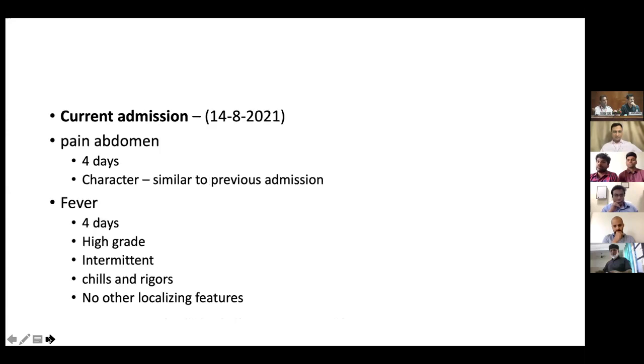And the current admission was 4 months after the initial complaints, during which time the patient had 4 days history of pain. The character of pain was similar to the previous admission 4 months back, but on top of the pain abdomen, he also had fever of 4 days duration, which was high grade, intermittent, associated with the chills and rigors, but no other localizing features of the fever were present apart from the pain abdomen.